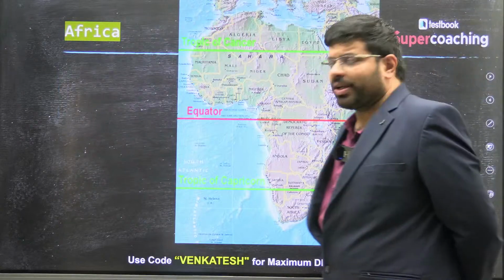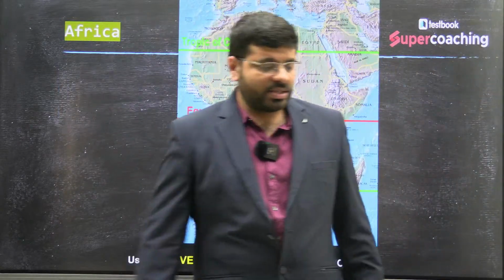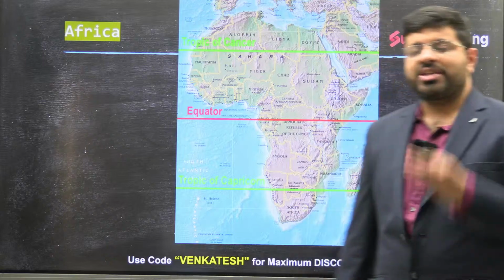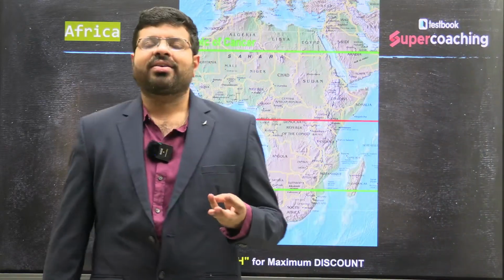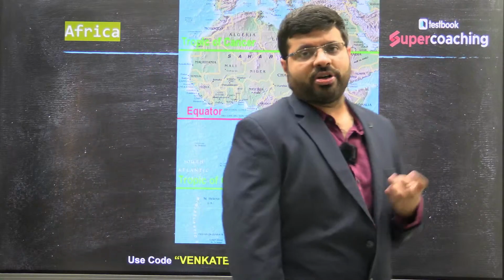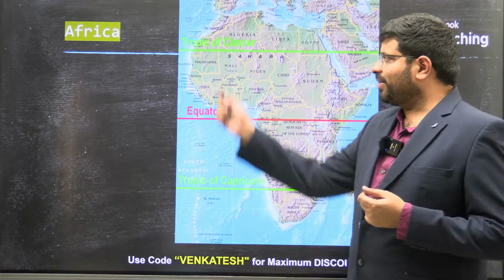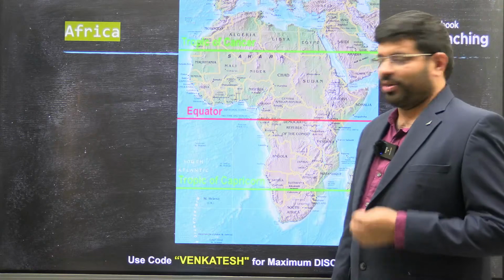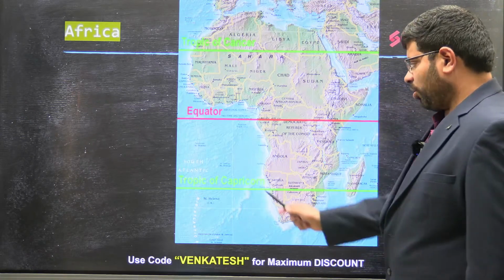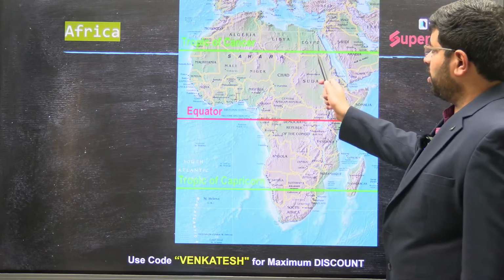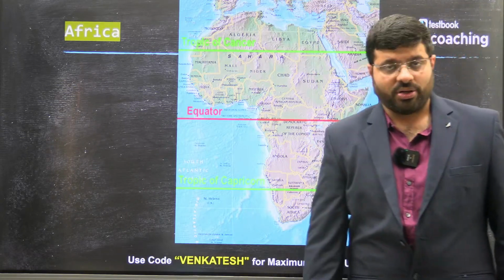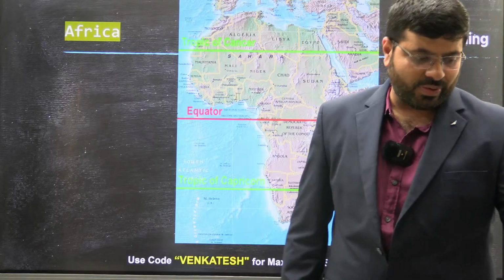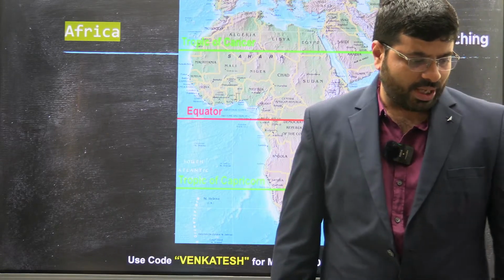So if you see the location of Africa, it is one of the continents which has all three important latitudinal lines: the equator, Tropic of Cancer, and Tropic of Capricorn, all located in the same continent. You can see the Tropic of Cancer, the equator, as well as the Capricorn. So its extent, its vastness is a bit huge.